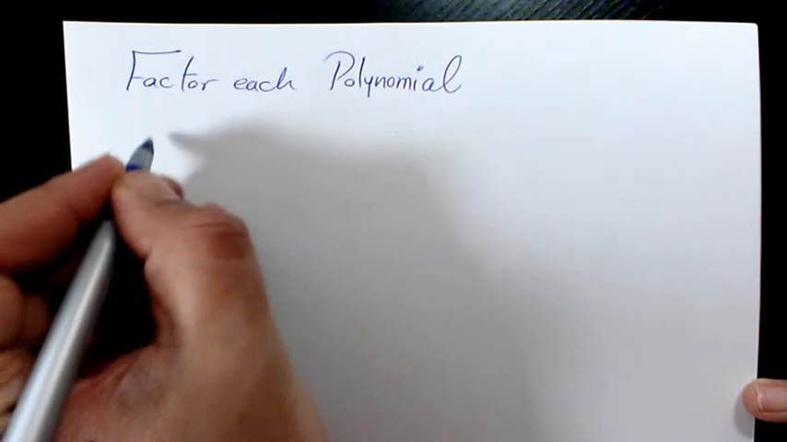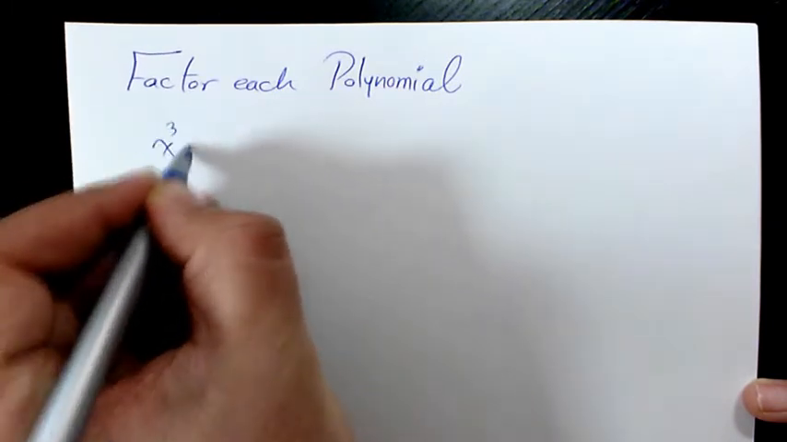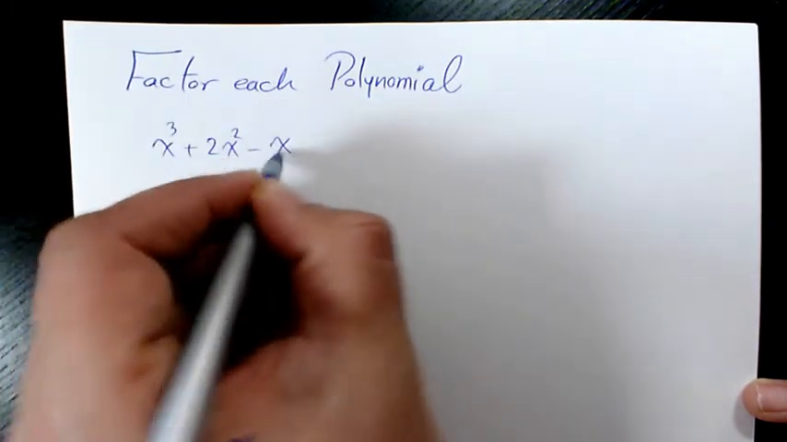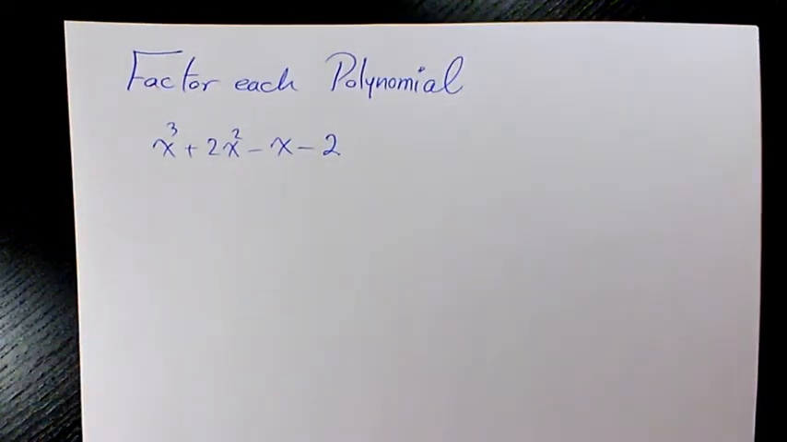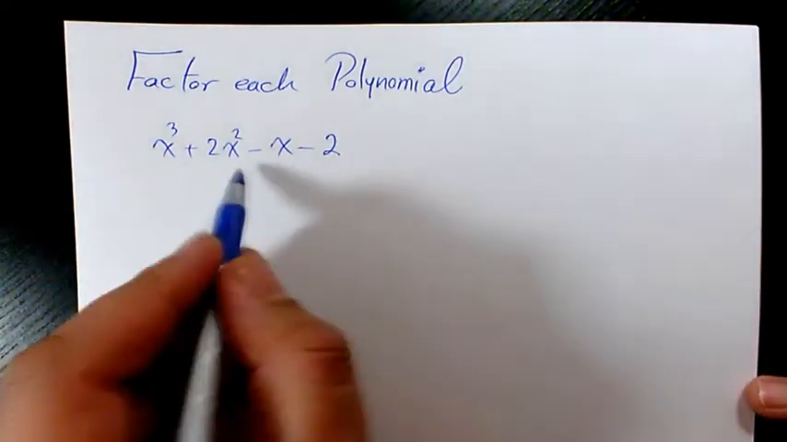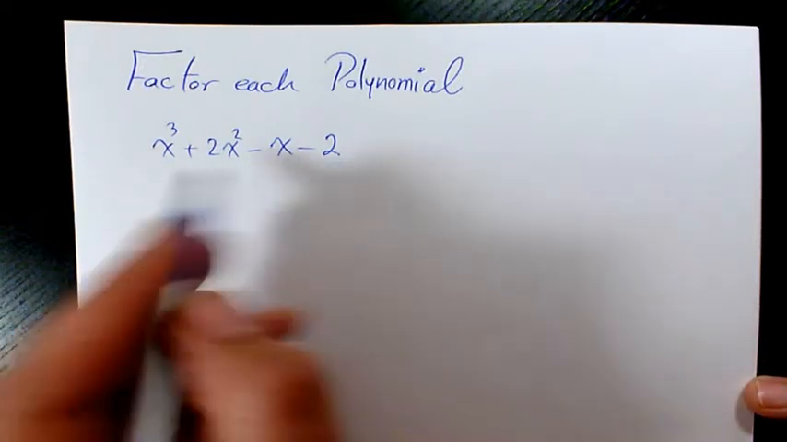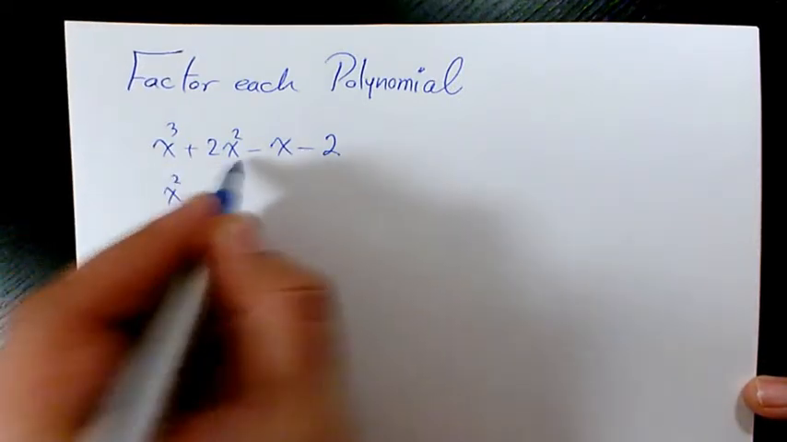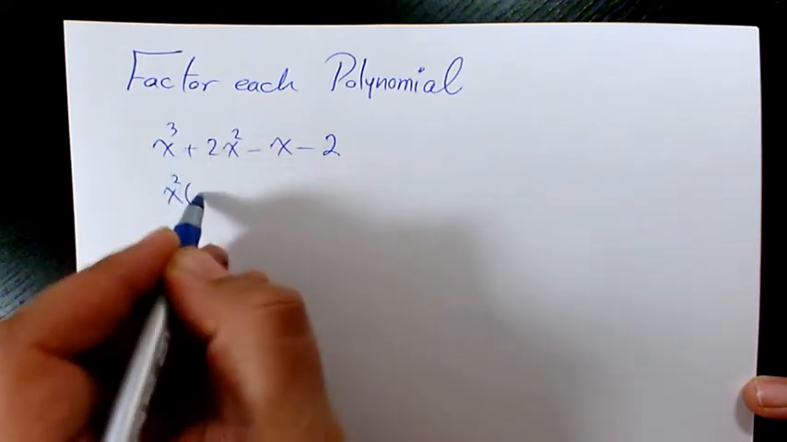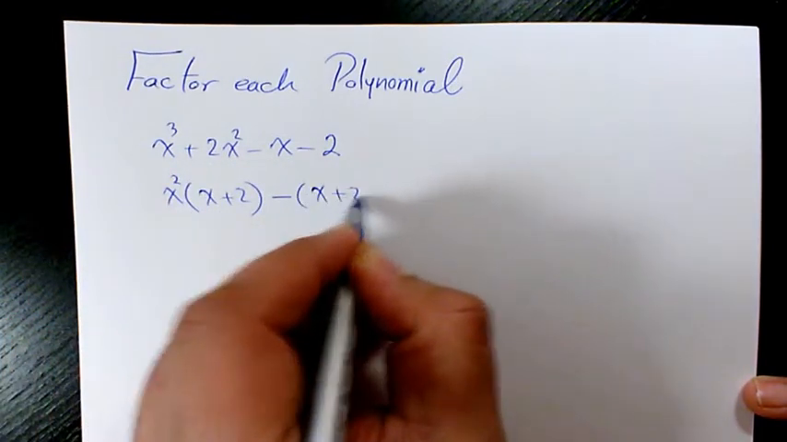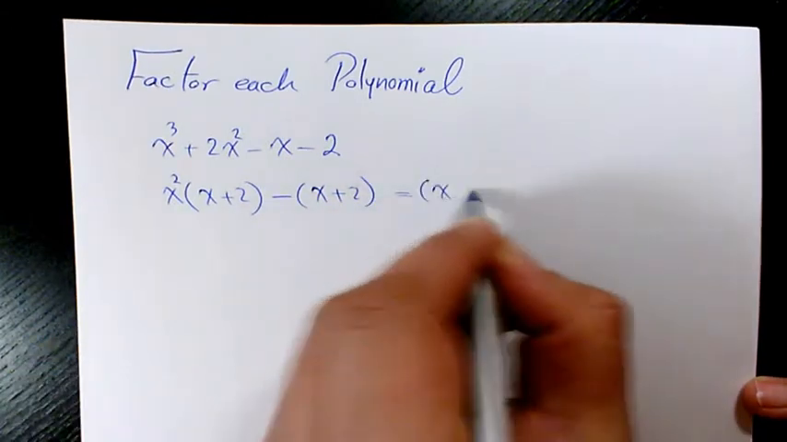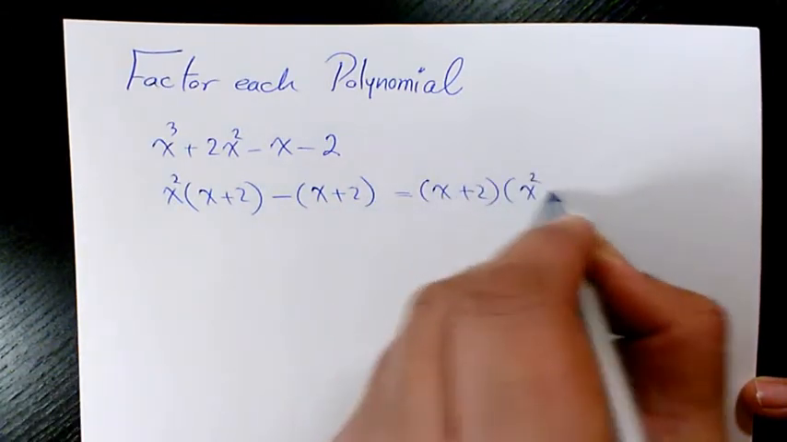It says x cubed plus 2x squared minus x minus 2, and we need to factor it. So basically I'm going to use group factoring. I'm going to factor x squared from the first two terms, which gives x plus 2. And I'm going to factor negative 1 from the last two, which gives x plus 2 here. So that's going to be x plus 2 times x squared minus 1.